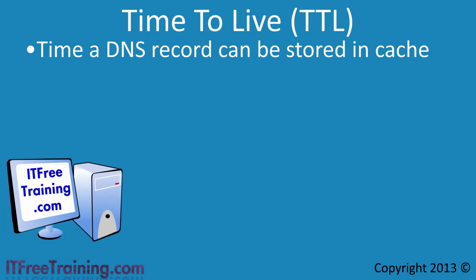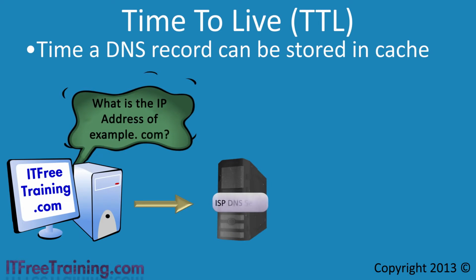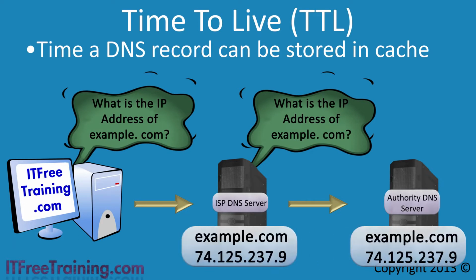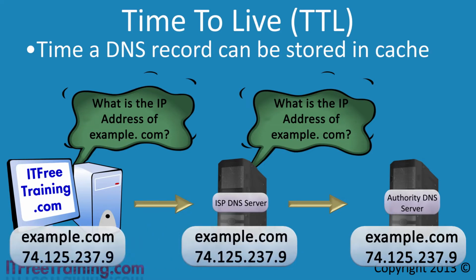A client wants to obtain the IP address for a DNS name. In order to do this, it sends a DNS query to a DNS server, in this case the ISP's DNS server. The ISP will then contact an authority DNS server in order to obtain the DNS record the client is asking for. Once the DNS record is obtained, it will be stored in the cache for the ISP's DNS. It will then be passed on to the client, and the client will store this record in its DNS cache.